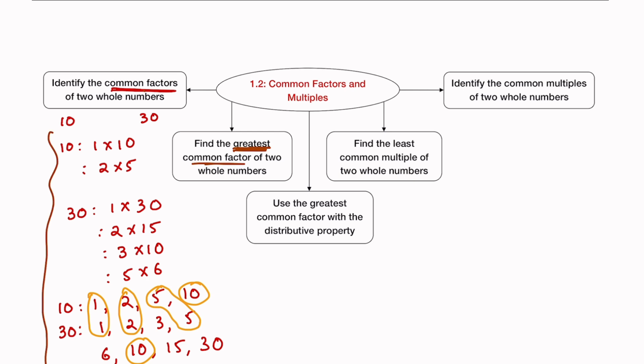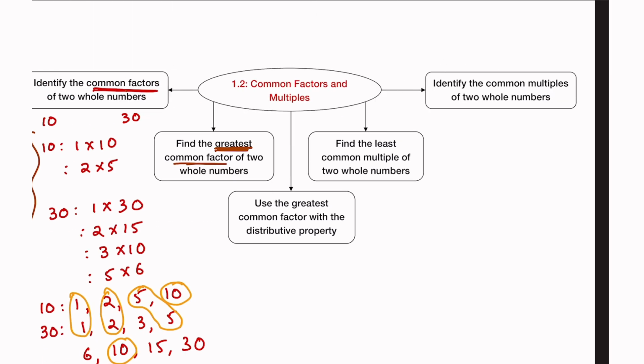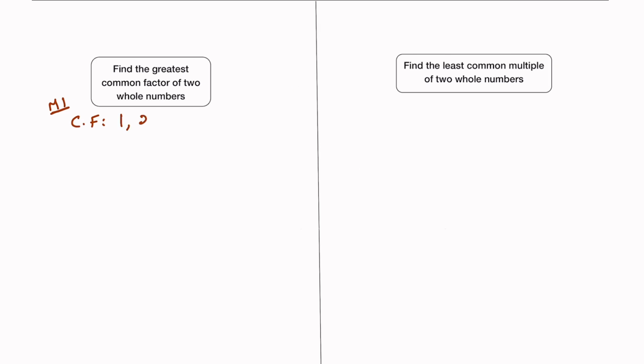This entire process is method 1. Okay, you have to do the whole process. So the common factors I list down here, which are 1, 2, 5 and 10. So this whole step that I did for common factors, I do it here. Now I'm going to find the biggest one, the greatest one, right? So 1, 2, 5, 10, which is the greatest number? 10. So that is my greatest common factor. So that's method 1. So if you know how to find common factors, the first method is done for you.